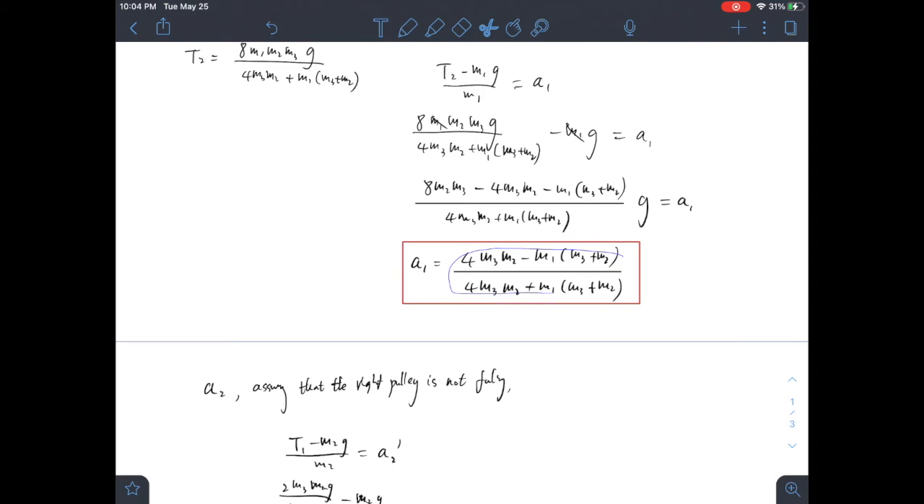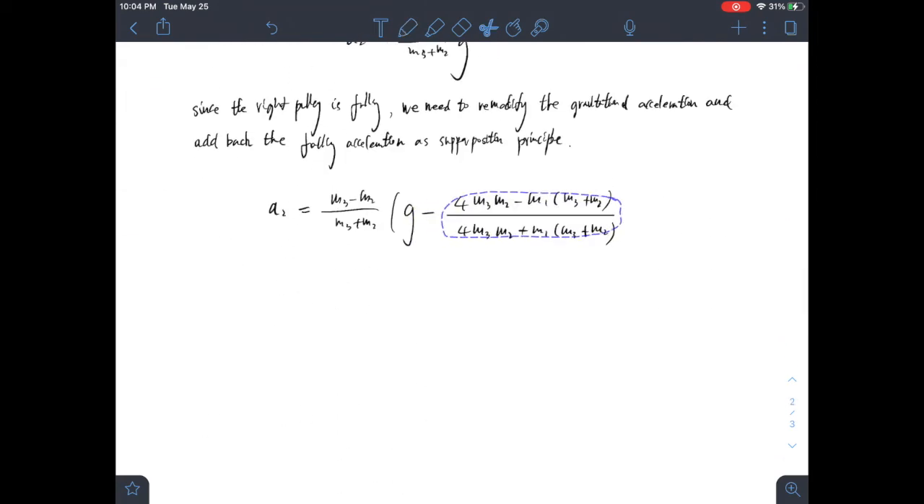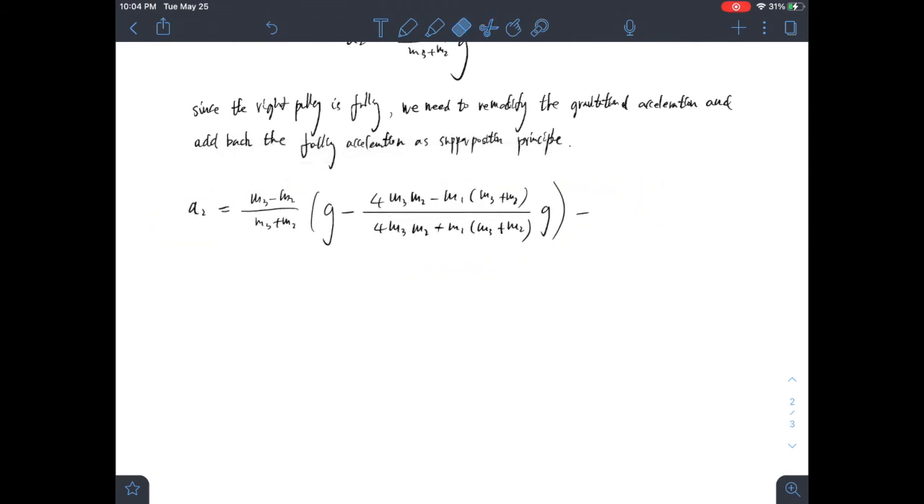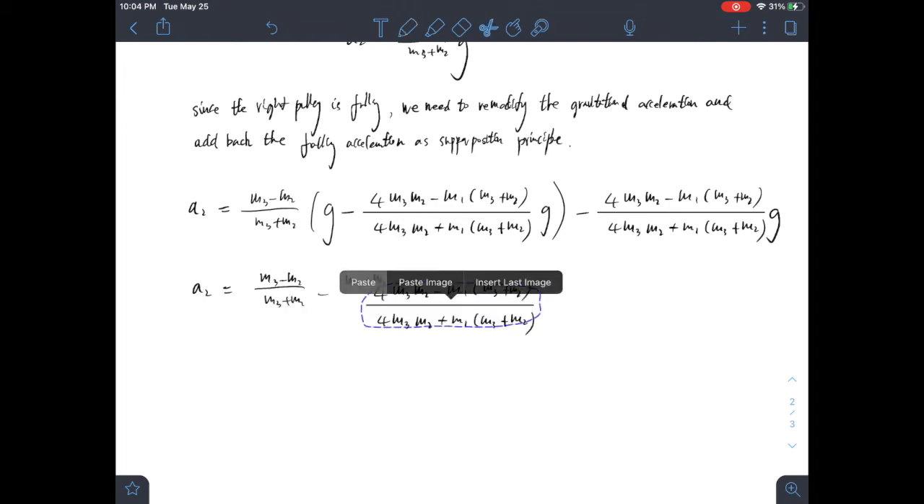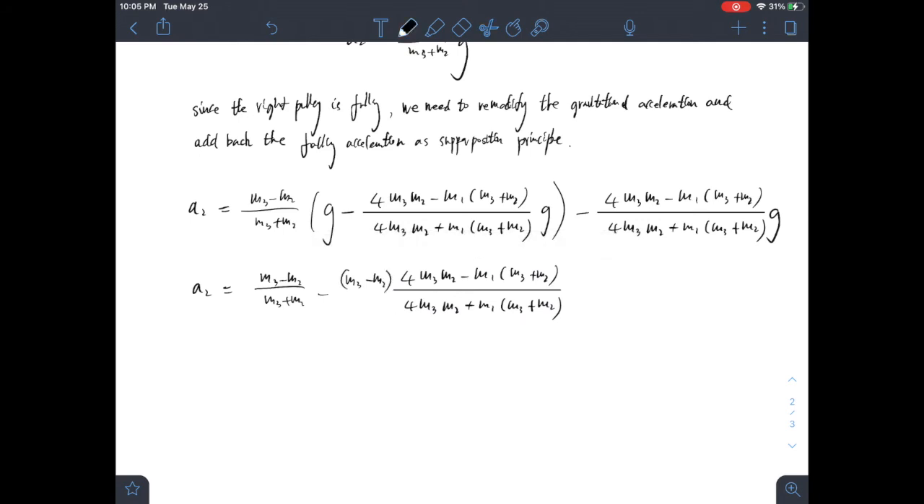So let's copy this term down. Oh, actually, we forgot this G here. Let's put a G here. That's important. So A2 will be equal to (M3 minus M2) divided by (M3 plus M2) times the remodified gravitational acceleration. Then minus the A1, according to the superposition principle. Then we just solve this equation. It's really long, I know. So bear with me and solve this together.